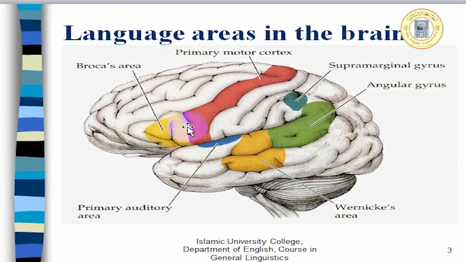There is what is called the arcuate fasciculus, which is nerve bundles whose function is to connect Broca's area with Wernicke's area. It cannot be seen in this picture. It needs a vertical cut of the brain so that we can see these bundles or fibers or nerves.